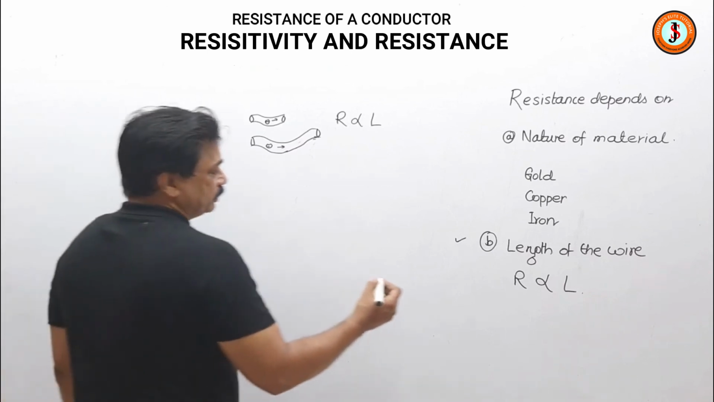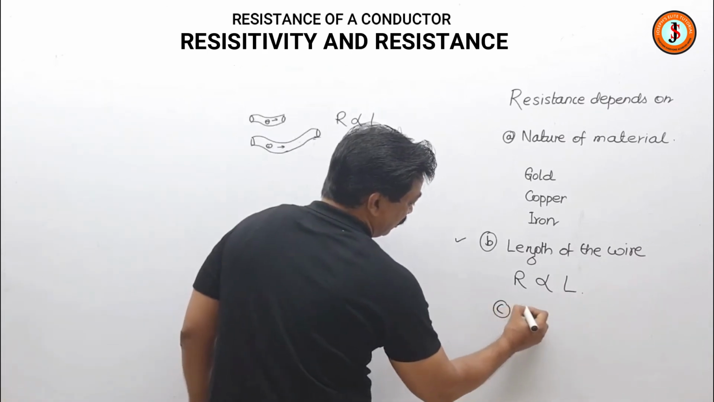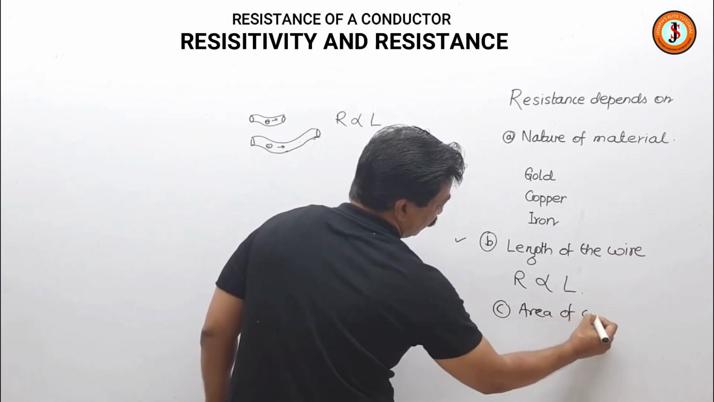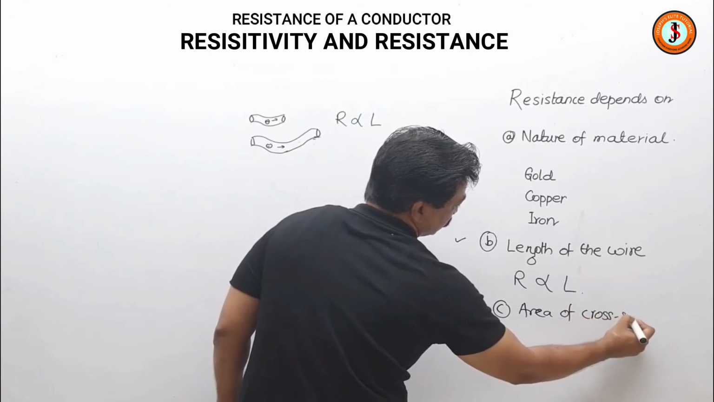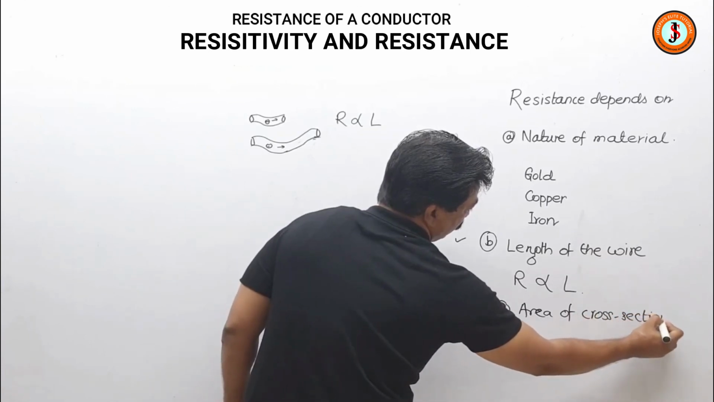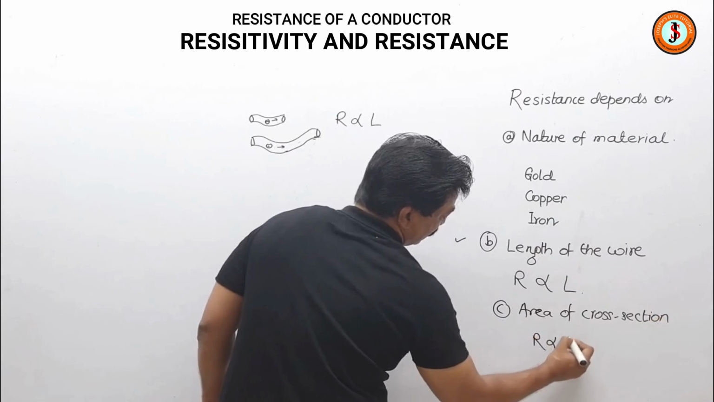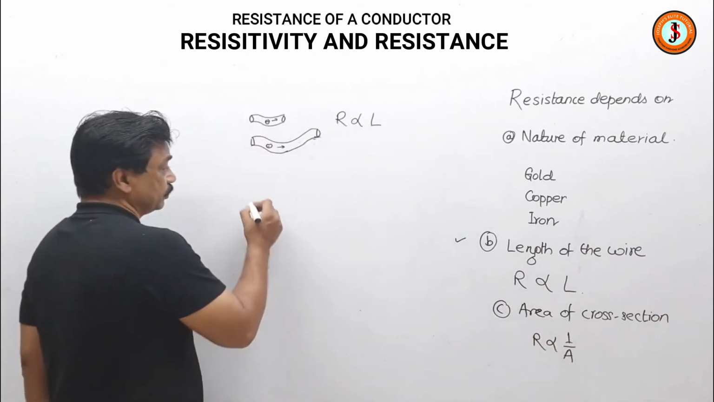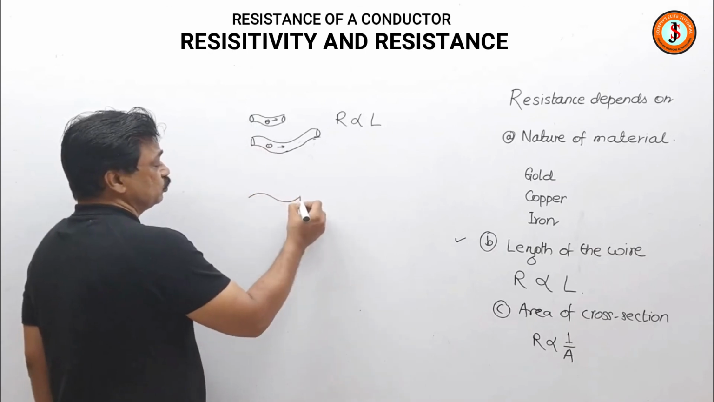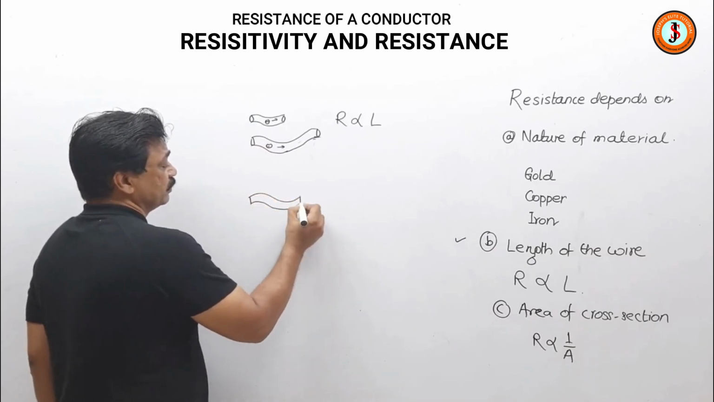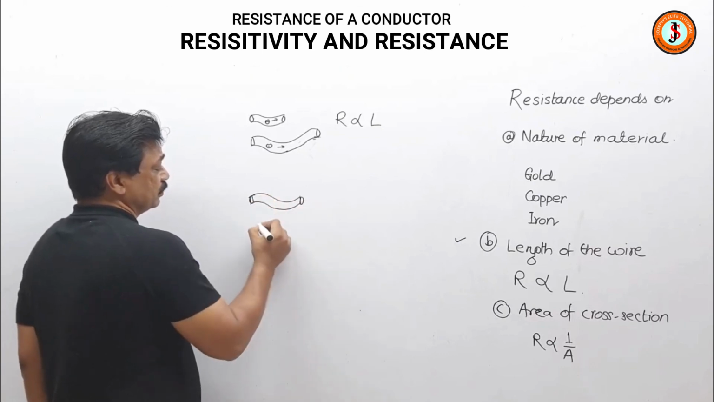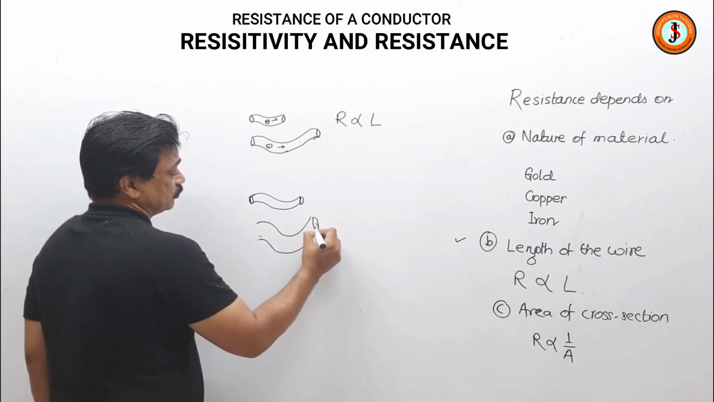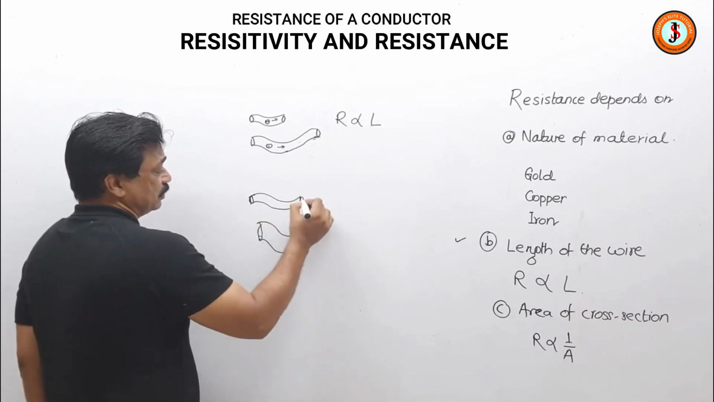But I go to point C: resistance depends on the area of cross section. Now here what will happen, children? Let us have a look. Resistance depends on area of cross section. If I keep two wires of the same material, but one is very thick and another one is thinner, then what will happen?